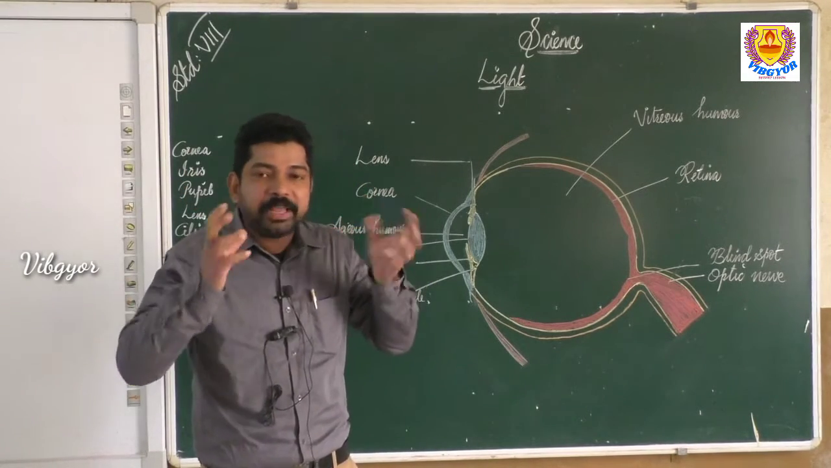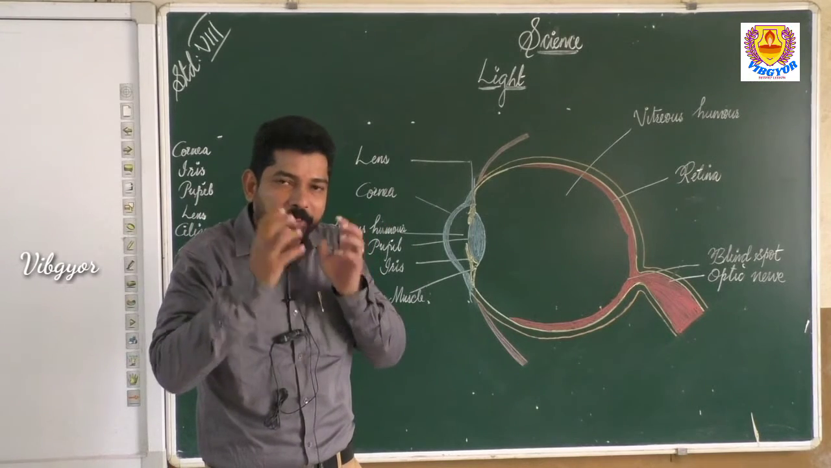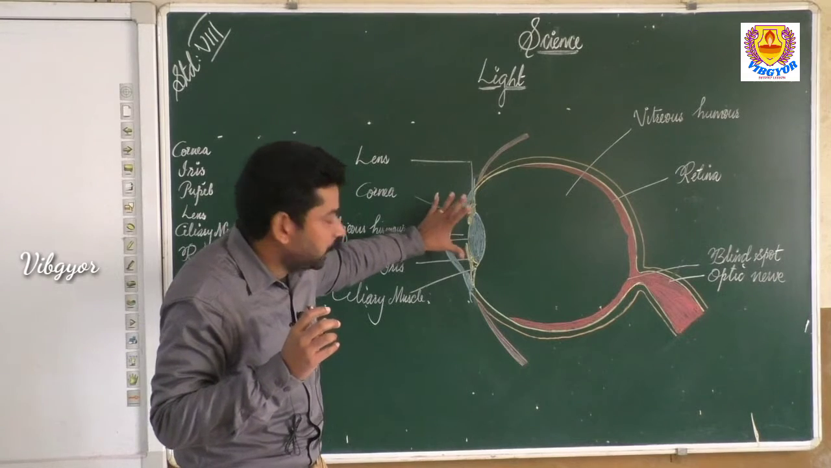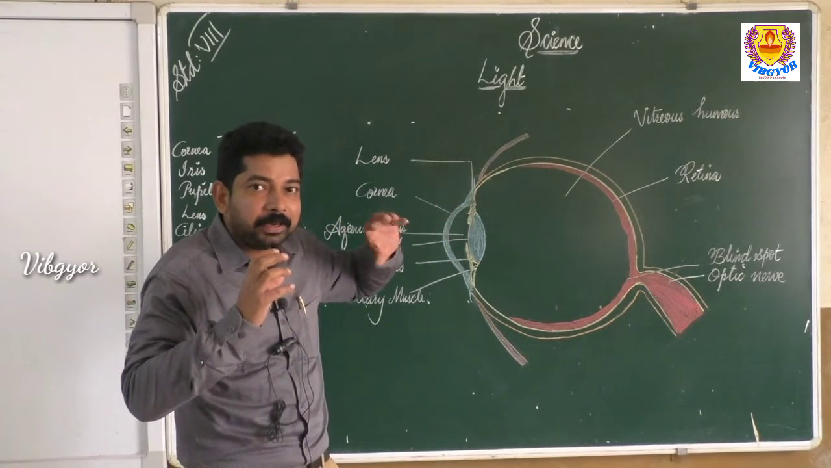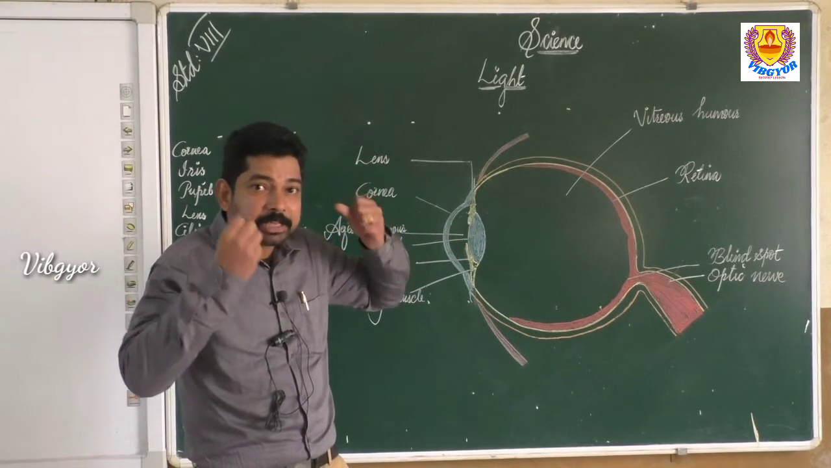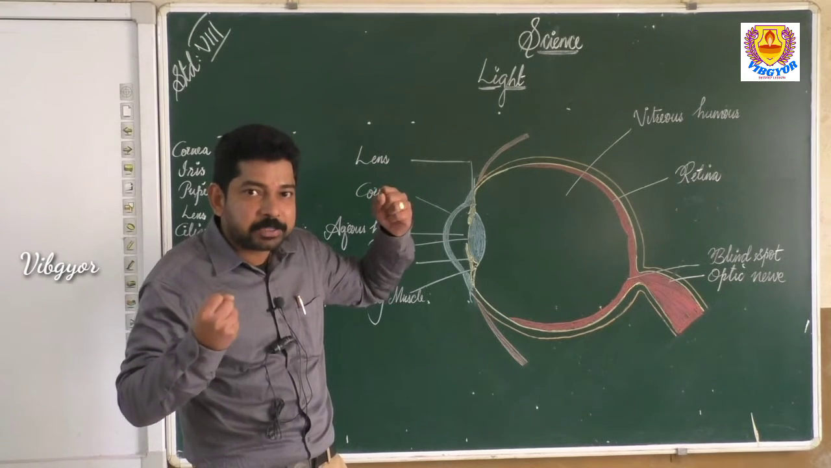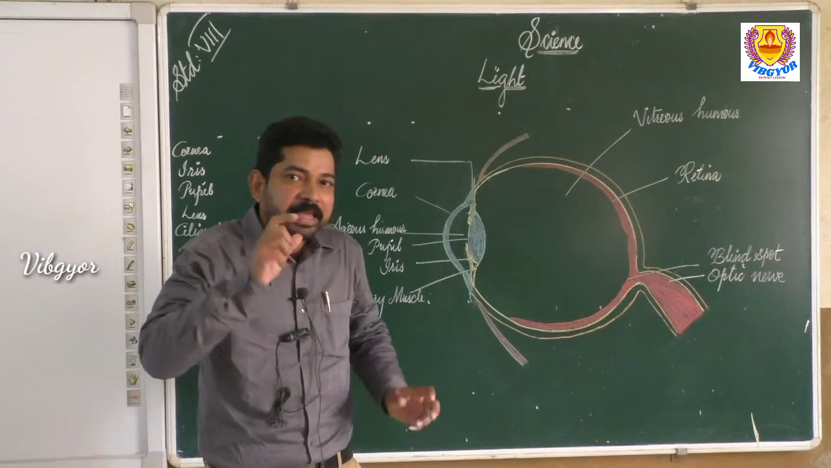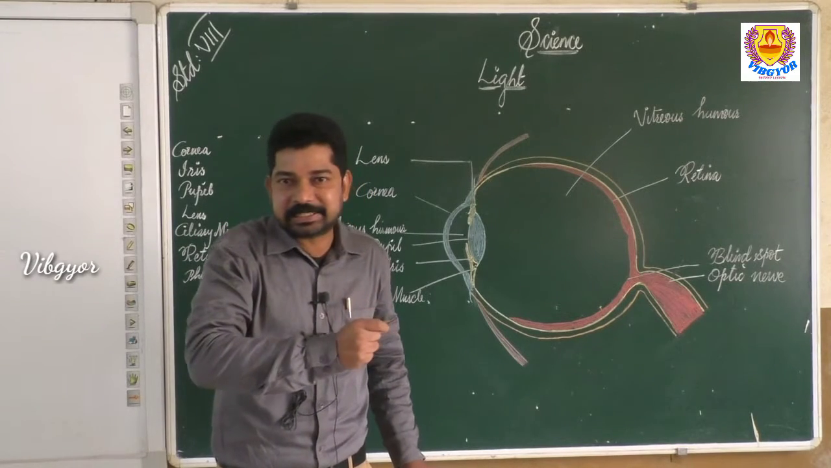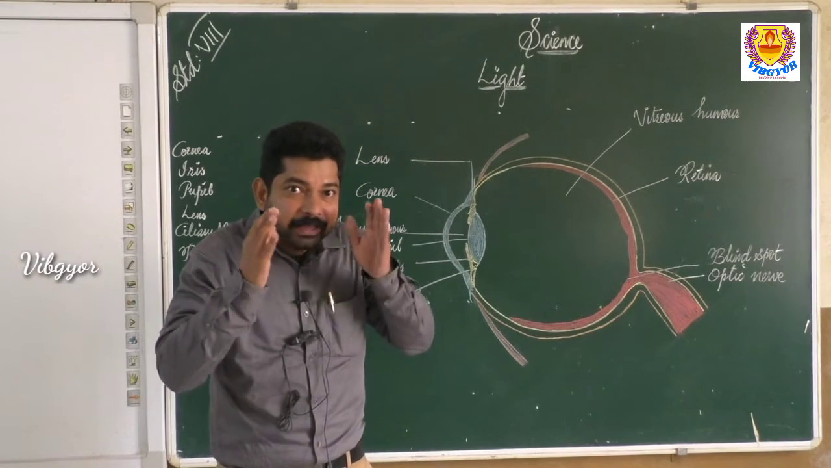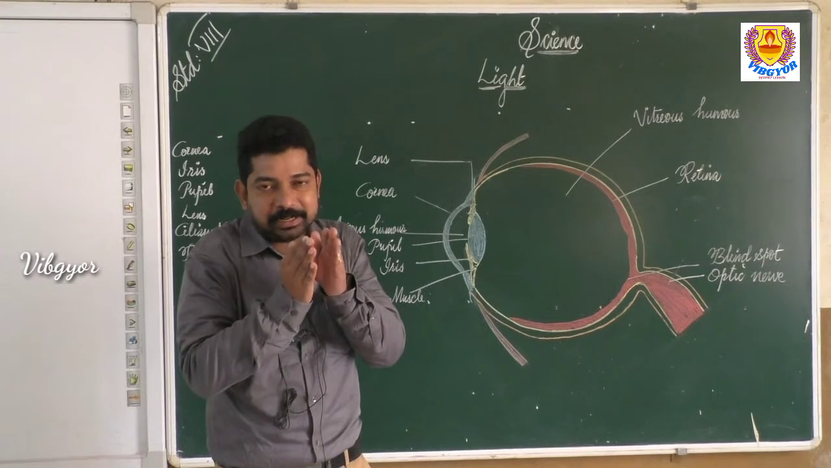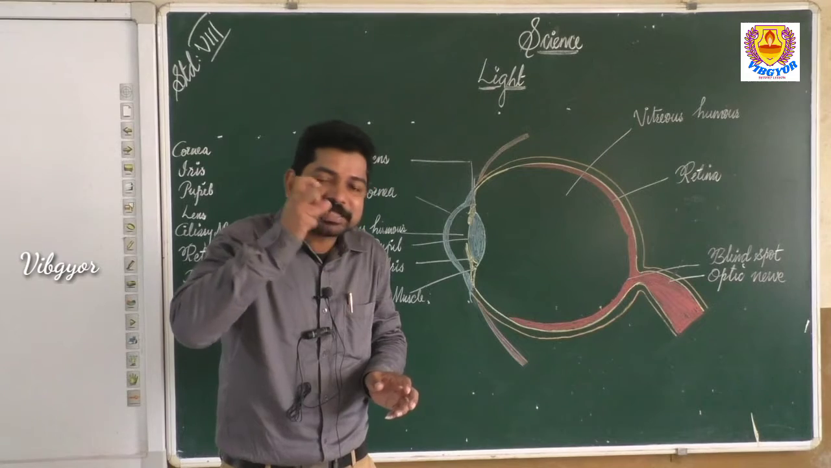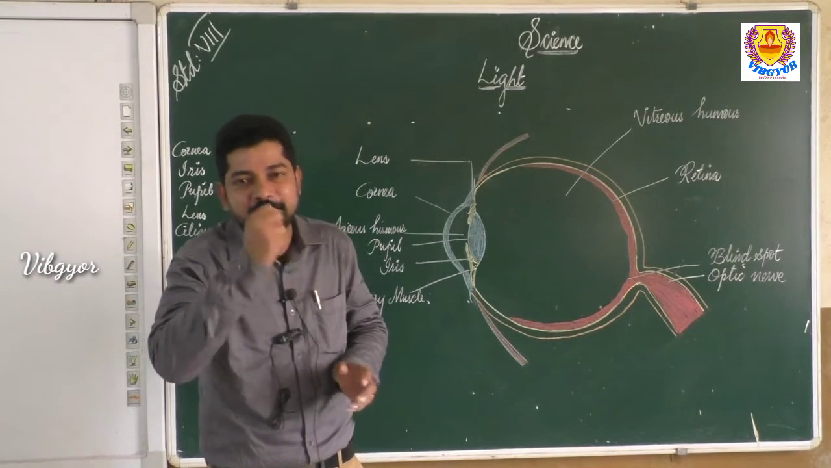If the surrounding is dark or dim, what happens? It opens more, that means it expands more, and as it expands more light will enter. In the same way, if the surrounding is bright, then the iris will contract, and thereby it reduces the amount of light that enters the eye.